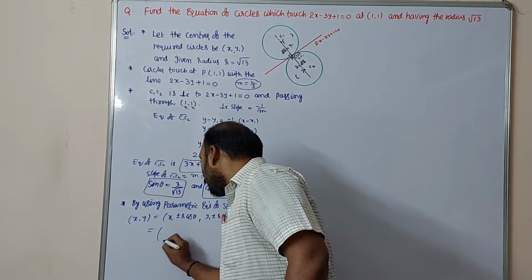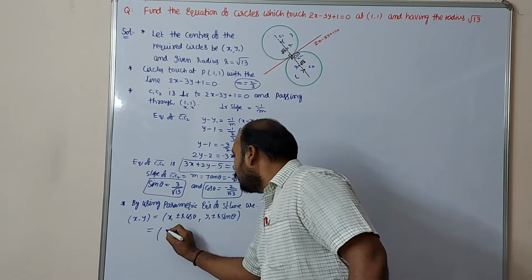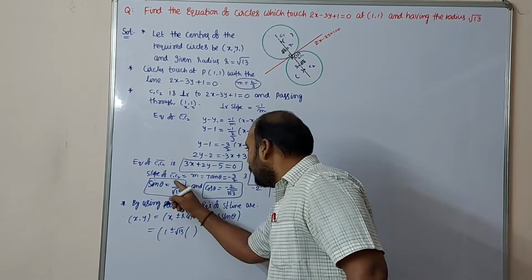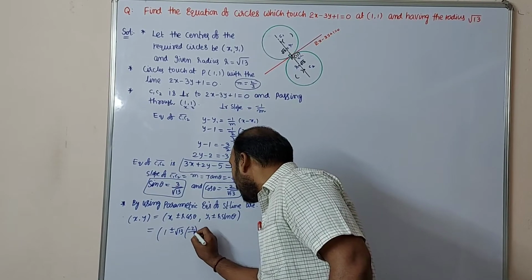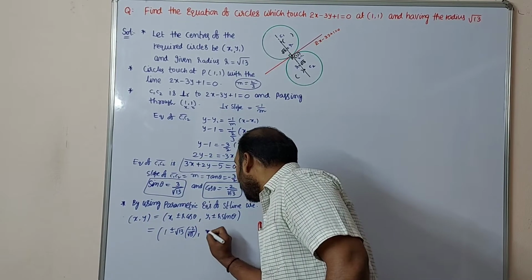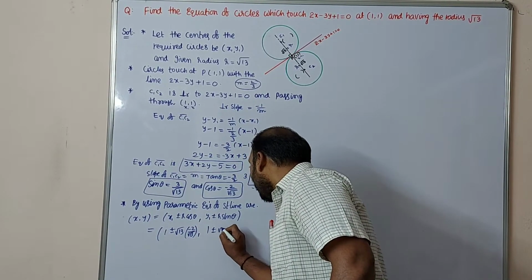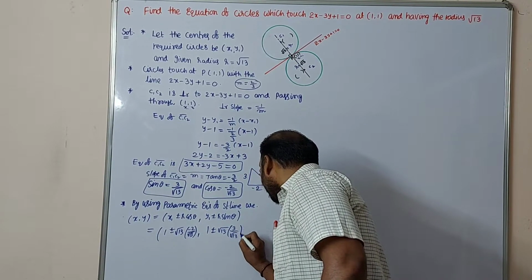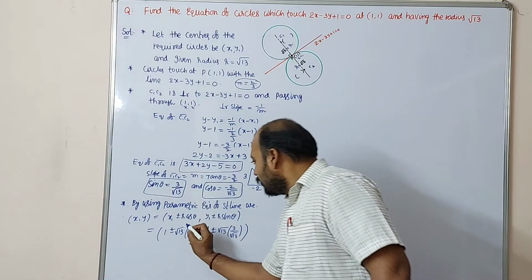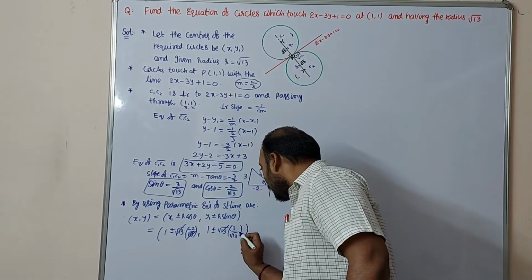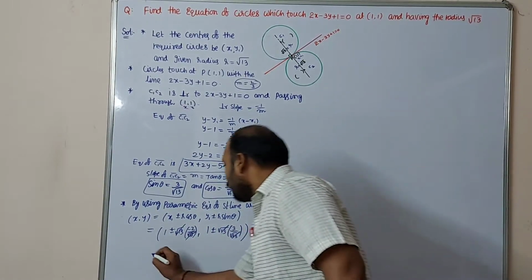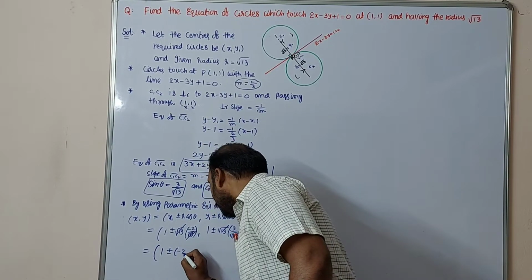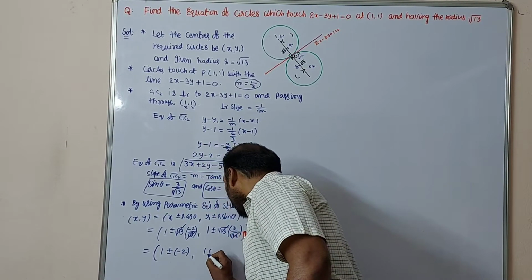Which is equal to x1, that is 1, plus or minus r value root 13, cos theta value minus 2 by root 13, and y1 plus or minus r value root 13, sin theta value 3 by root 13. So root 13 cancels here, which is equal to 1 plus or minus minus 2, 1 plus or minus 3.